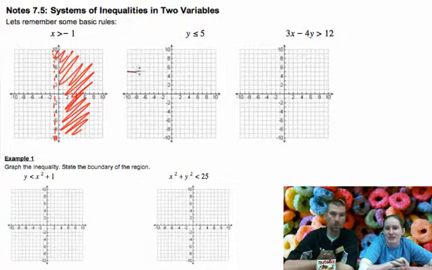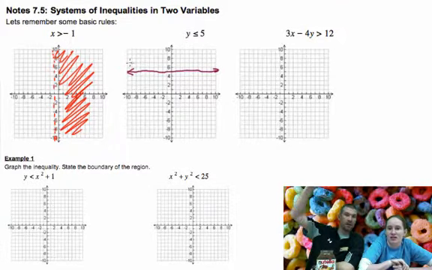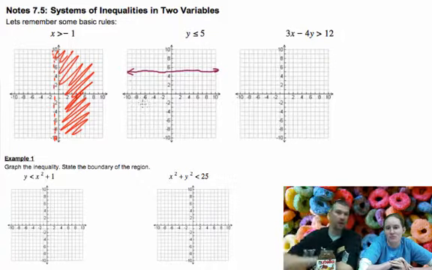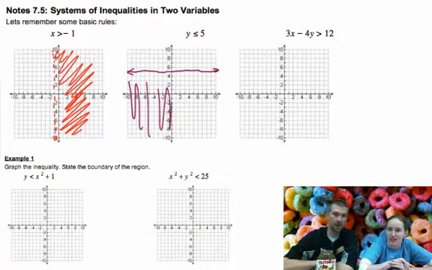Now, y is less than or equal to 5. That's a horizontal line at 5, and it's solid because it's equal to. Then when we shade, it's less than. It's like a temperature gauge, so the greater numbers are up and the lesser numbers are down. So if this says y is less than or equal to 5, then we're going to shade on the underside of that, underneath. There it is right there.